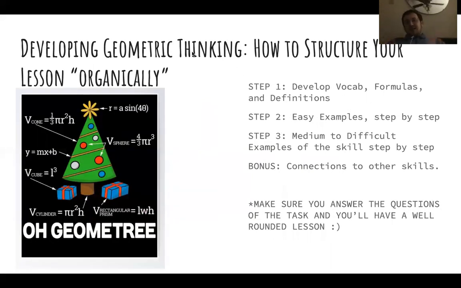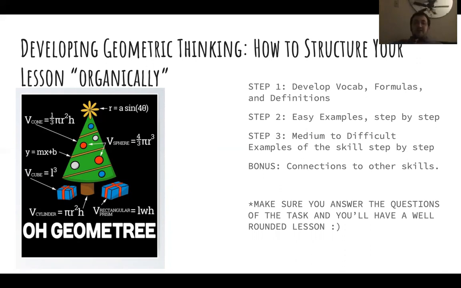So how might you want to structure a lesson organically? My suggestion is to follow this 3-step plus a bonus process. So step 1, develop the vocab, the formulas, and the definitions. Just like when you were writing good notes this year, if you started with the vocab and the formulas, that's where you need to start. Geometry does not happen unless those vocab and formulas are well developed.